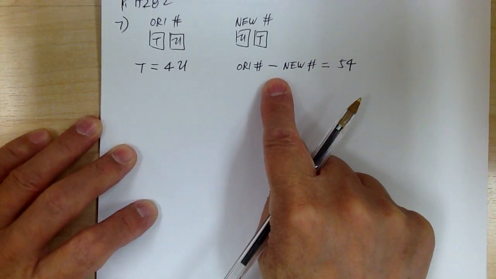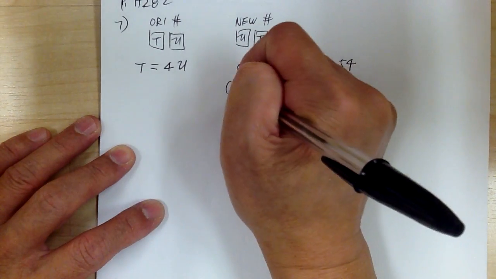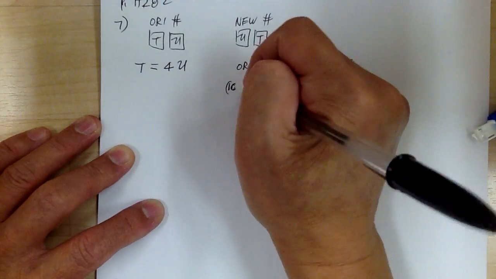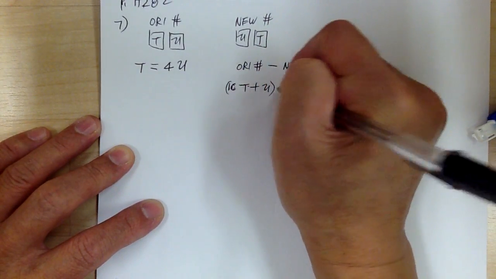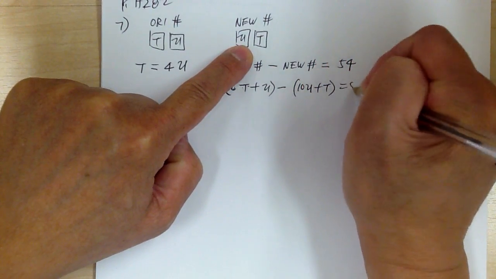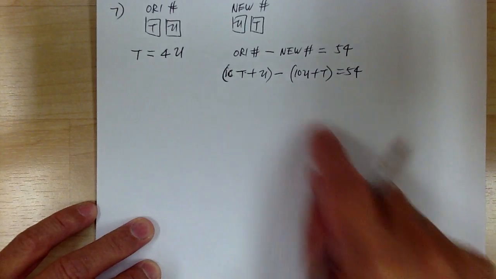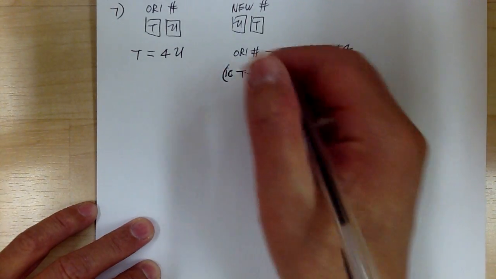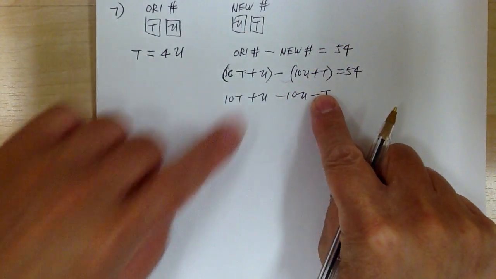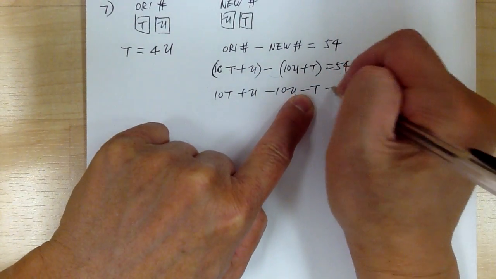So now you have to be careful because of the subtraction. This is why you need to put the substitution in parentheses. So the original number is 10t plus u, minus the new number, which is this one here, so it's 10u plus t. Again, you have to watch your subtraction. That's why you want to put it in parentheses, so that way you can get rid of the parentheses. So you got 10t plus u, minus 10u minus t. This is what you need to watch for. A lot of people mess up right over here.